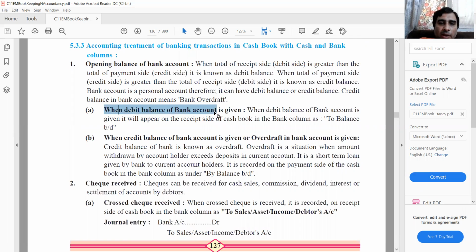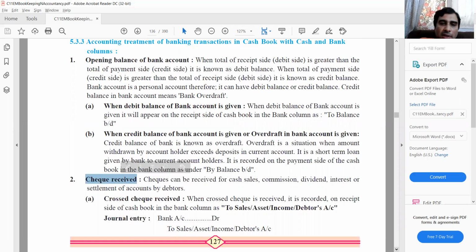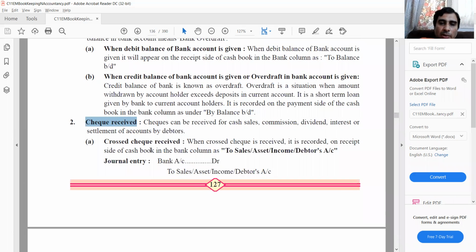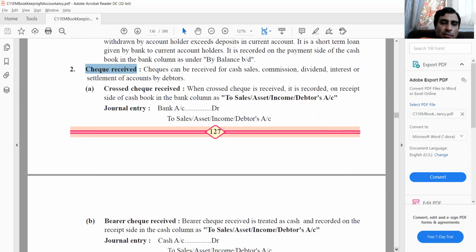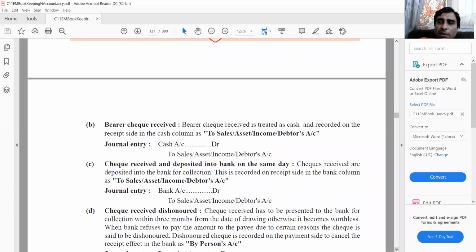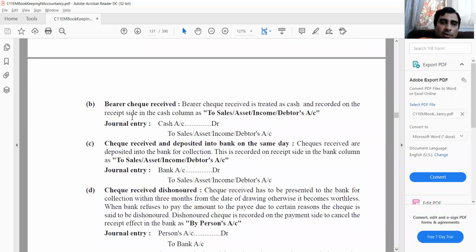When debit balance of bank account, when credit balance we give, check received. Okay, so when you receive a cross check, the money will only come to your bank. It will not come in cash. A bearer check is given means you can go and get cash. So that is always going to be a cash account debit.